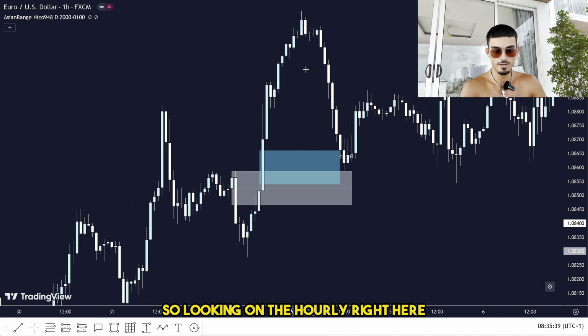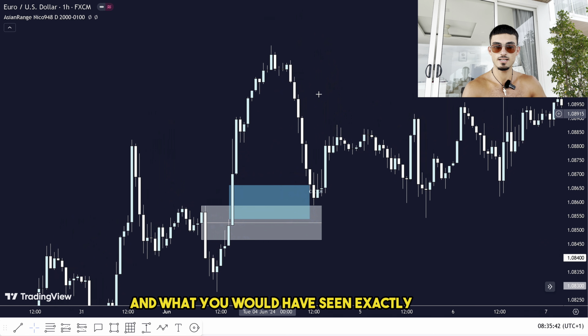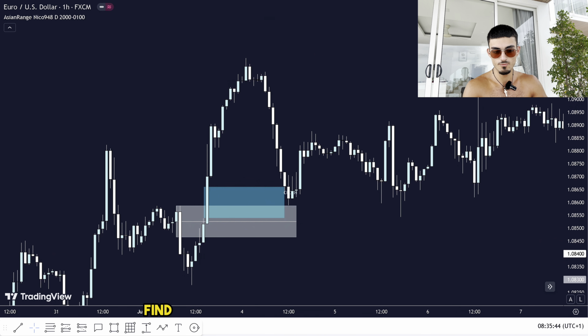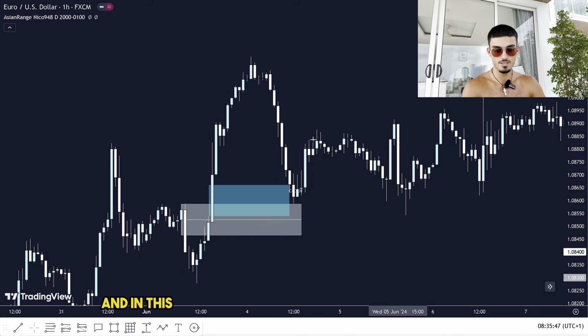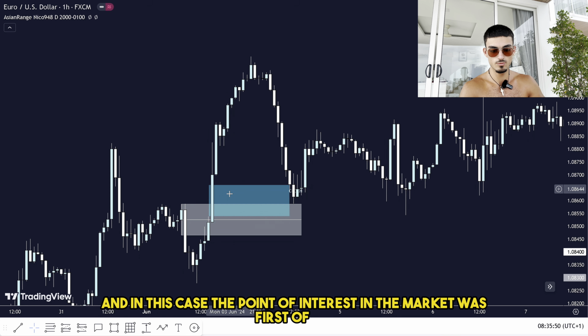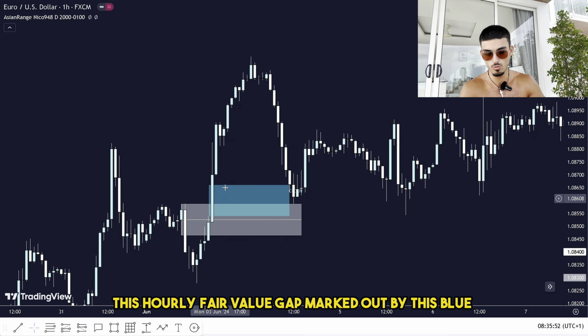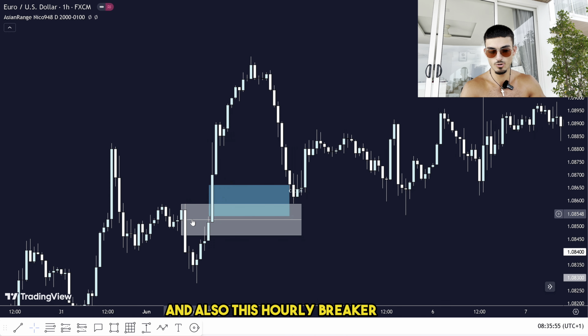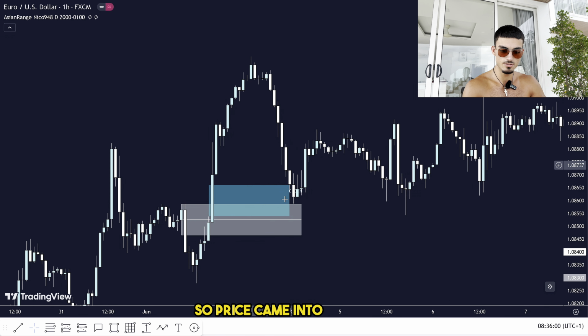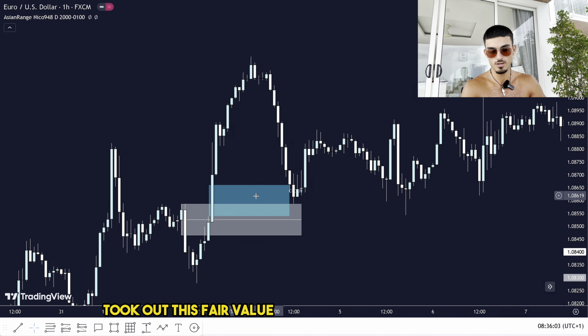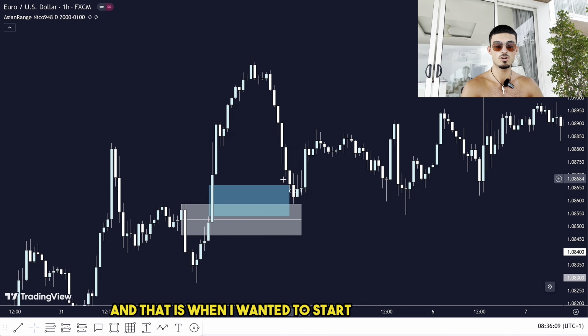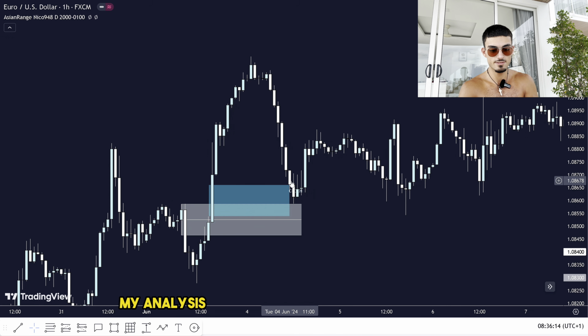So looking on the hourly right here, what I always do, guys, and what you would have seen, exactly how I analyze GU, is I want to, first of all, find a point of interest in the market, okay? And in this case, the point of interest in the market was, first of all, this hourly fair value gap marked out by this blue box right here, and also this hourly breaker block, which is marked out by this gray box right here, okay? So price came into this level, took out this fair value gap, or filled about half of it, came into this breaker block, and that is when I wanted to start to look for buys. The reason why I want to look for buys is, yet again, guys, like I said at the start, my higher time frame analysis was bullish, so I want to look for buys.